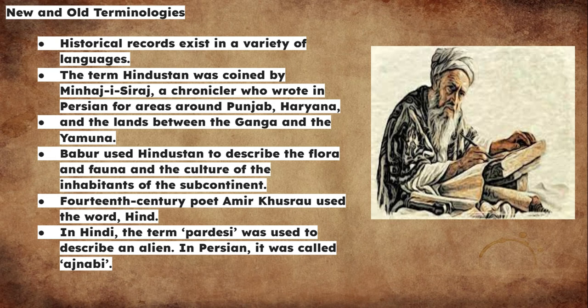In the 14th century, the poet Amir Khusrau used the word Hind. In Hindi, the term Pardesi was used to describe an alien. In Persian, it was called Ajnabi.